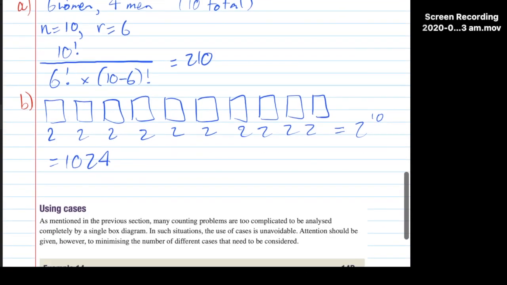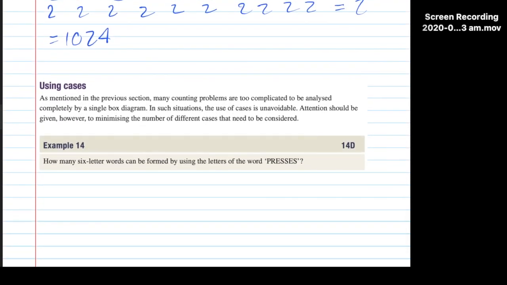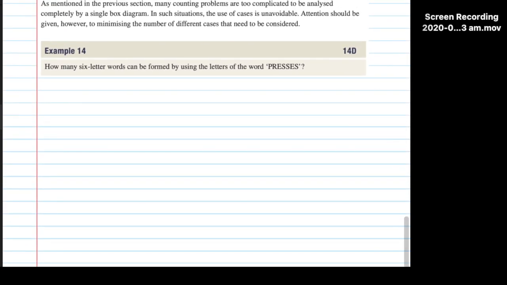Okay. Sorry, I was expecting that to come out way differently. Using cases. This problem's really difficult because the word we've got is 7 letters long. So we need to figure out, there's a whole different bunch of ways of doing this.